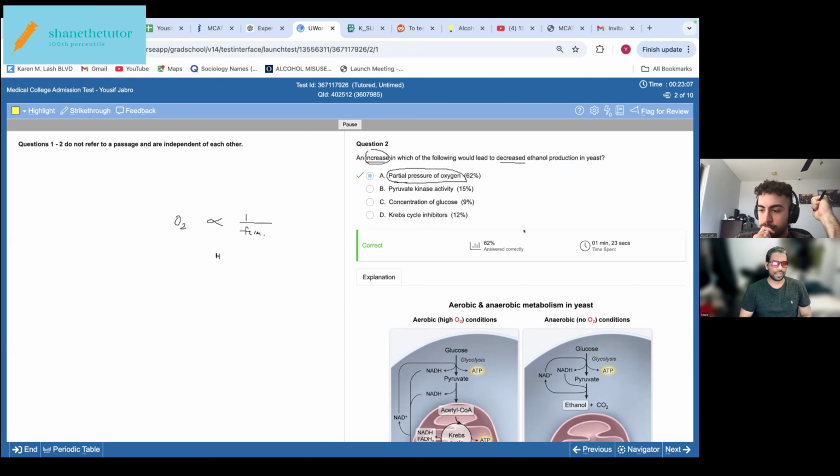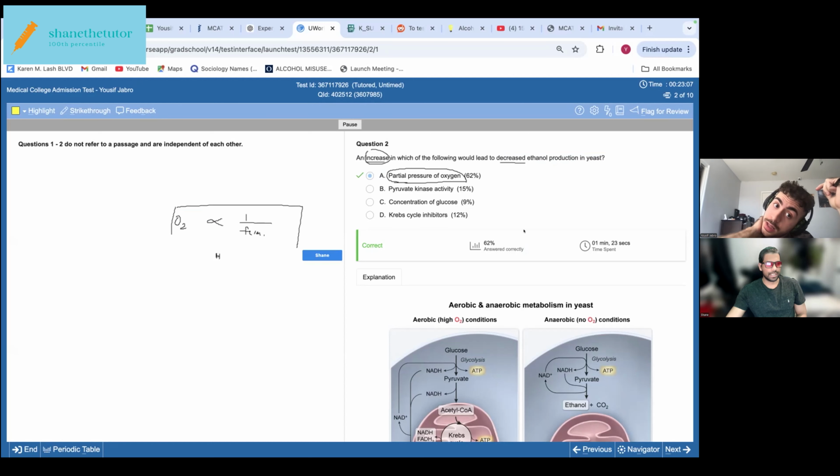And then Krebs cycle inhibitors. We know the Krebs cycle is aerobic. So if you have an increase in the Krebs cycle, you would have a decrease in ethanol production. But D is saying Krebs cycle inhibitor. If you inhibit the Krebs cycle, then you would have more ethanol. Correct. Okay.